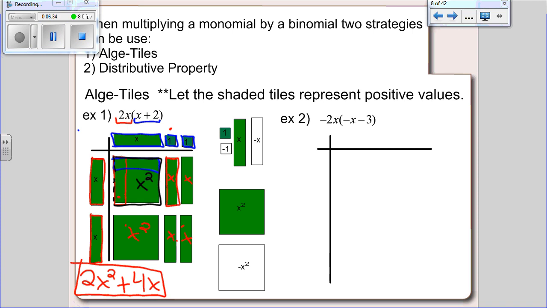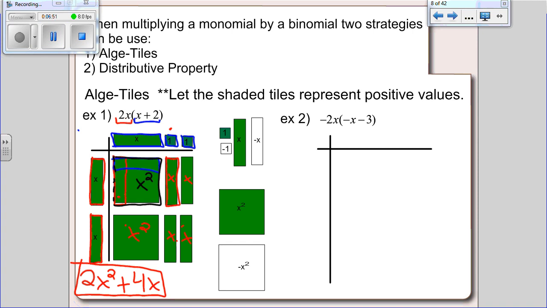Again, these algebra tiles will not be tested. It helps some people visualize what's happening. If algebra tiles are kind of like, what is going on, and it's not your thing, that's all right. We're going to do something else after that that'll help you with the multiplication.